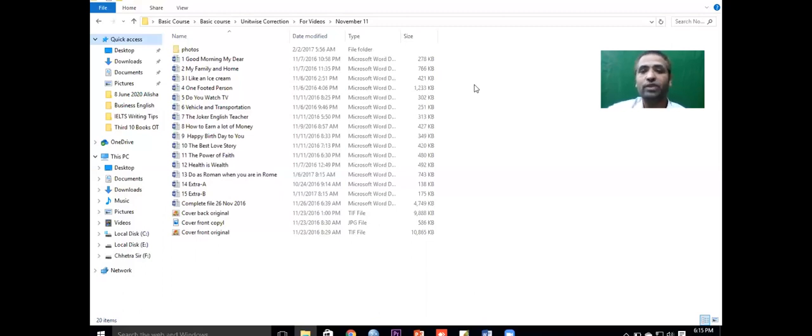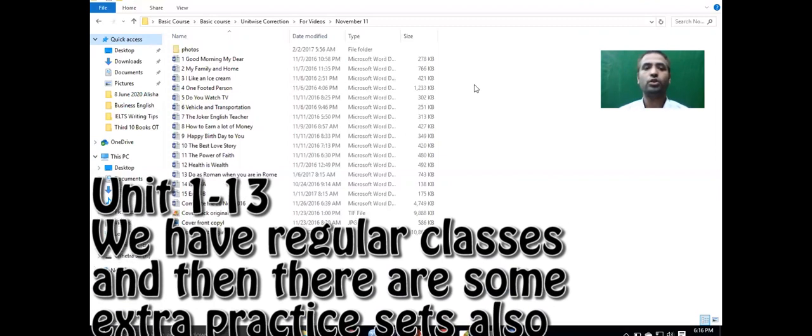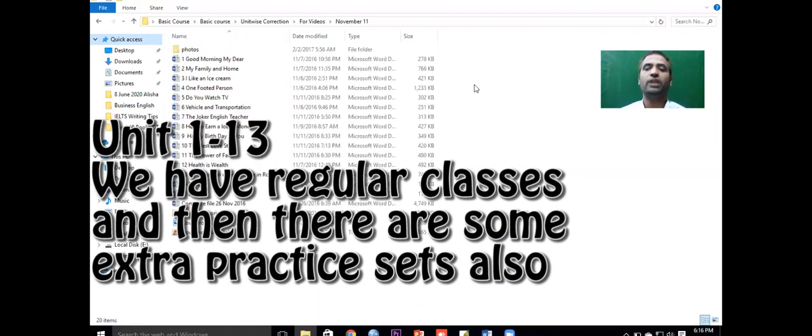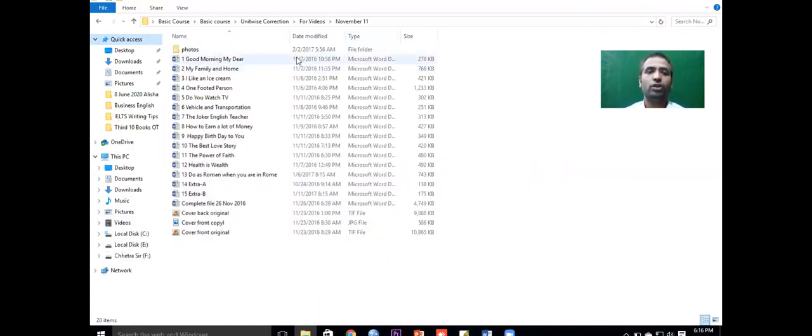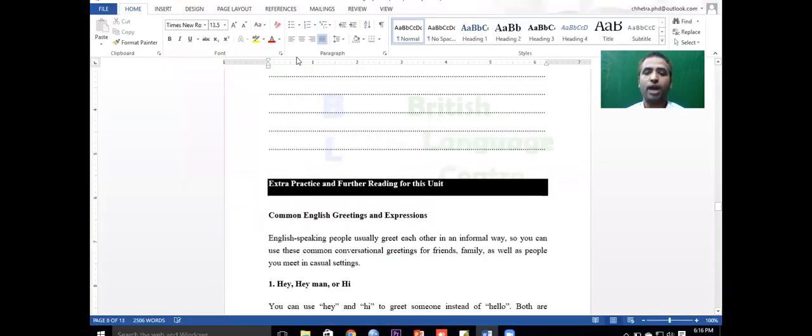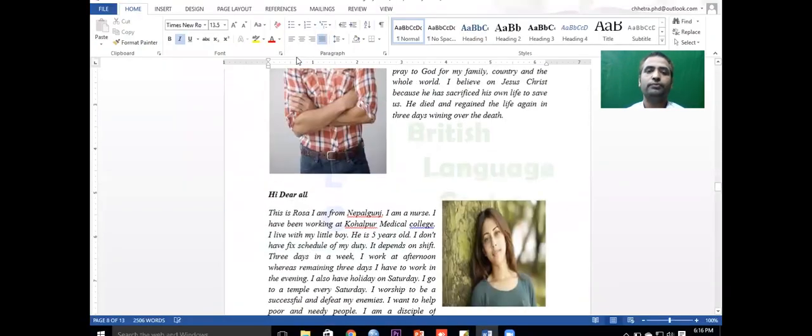So let's start, okay? We have altogether 13 units and there are 14 and 15 also. In 14 and 15, we learn something extra. But from unit 1 to unit 13, we have deletion. So let's go to unit 1. What is there in unit 1, okay?